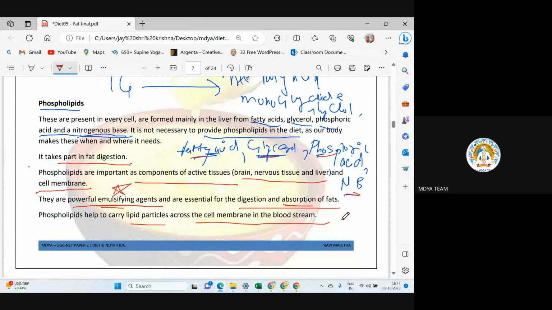Okay. Different terms are here, so please revise this topic after this class, because fat is very confusing as compared to protein and all, because there are different types of fatty acid and different types of fat. That's why initially I told you not to confuse fatty acid and fat.